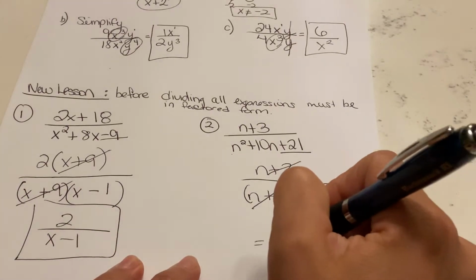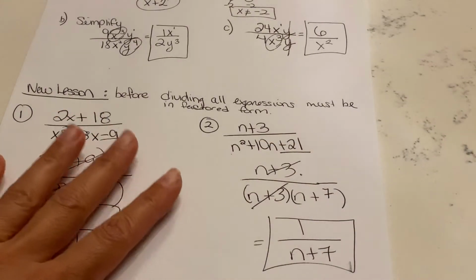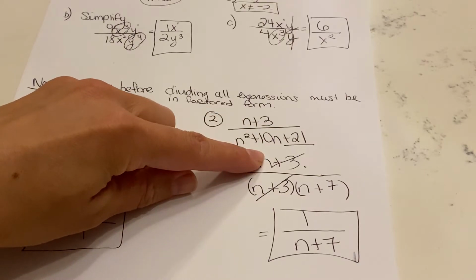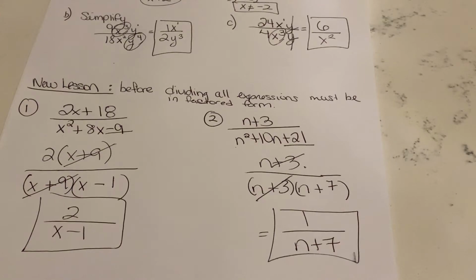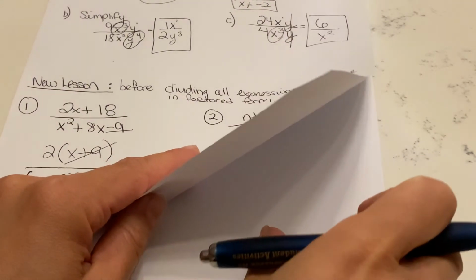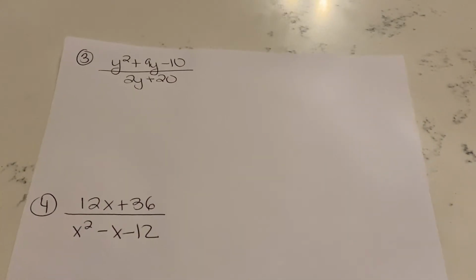Okay. So your answer should still be a fraction. So this would divide it evenly. So I'm left with the 1 in the numerator and I'm left with an n plus 7 in the denominator. Okay, let's do 2 more so you could get the hang of it before you do your assignment.